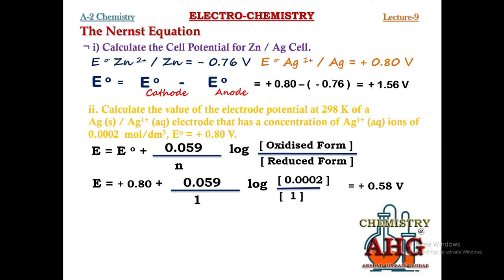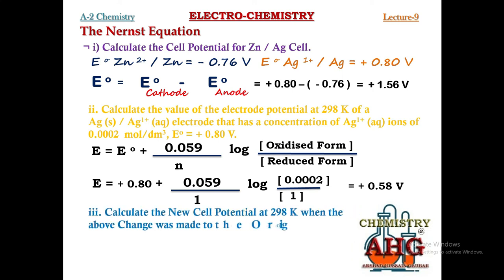Now you have calculated a new value for the silver half cell when we have reduced the concentration of silver ion. Now, moving on, you can be asked in the same question to calculate the new cell potential when the above change was made to the original cell. Now, what change did we make? We reduced the concentration of silver ion, as a result of which the reduction potential of the silver half cell has changed from positive 0.8 to positive 0.58 volt. So you will find a new cell potential.